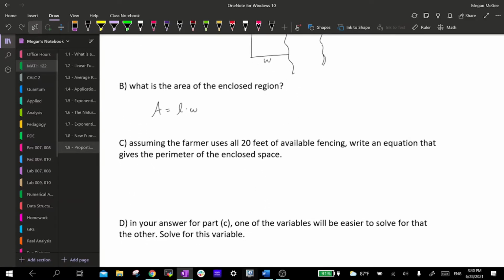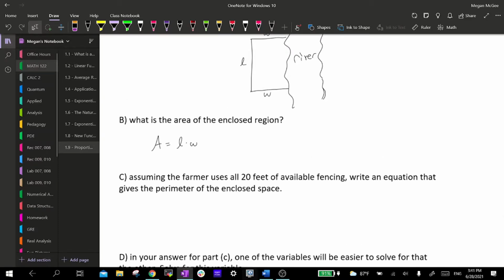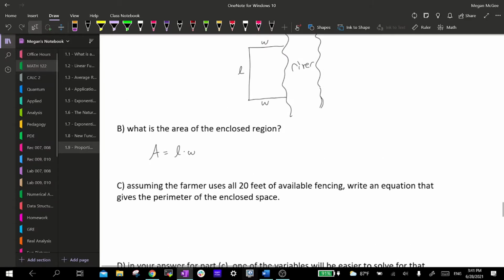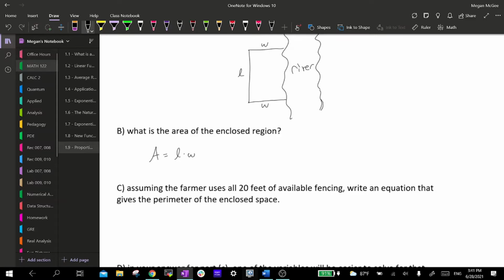Part C. Assuming the farmer uses all 20 feet of available fencing, write an equation that gives the perimeter of the enclosed space. All right, so there's kind of 2 steps in here. First, we're going to write an equation that gives the perimeter. All right, so the perimeter of a rectangle is normally 2 times the width plus 2 times the length, right?